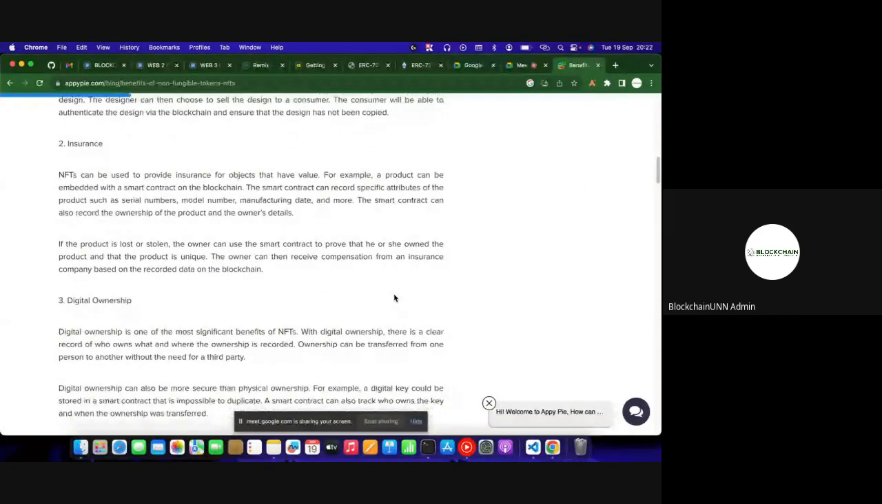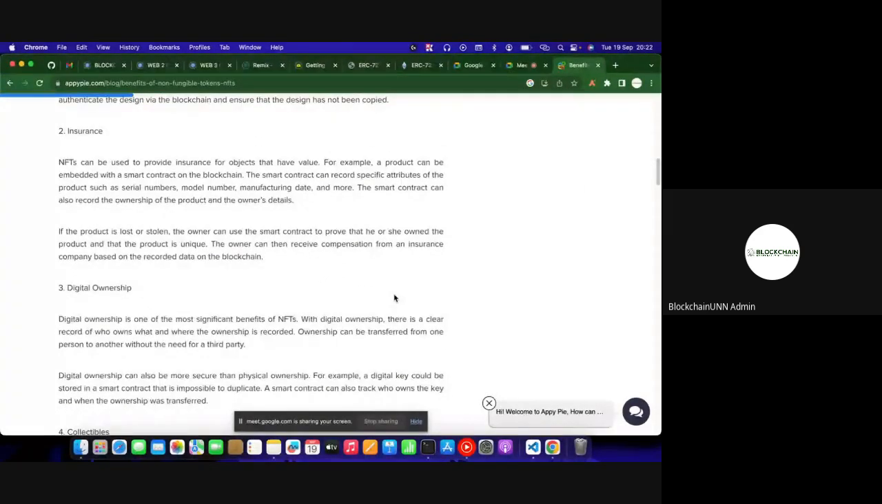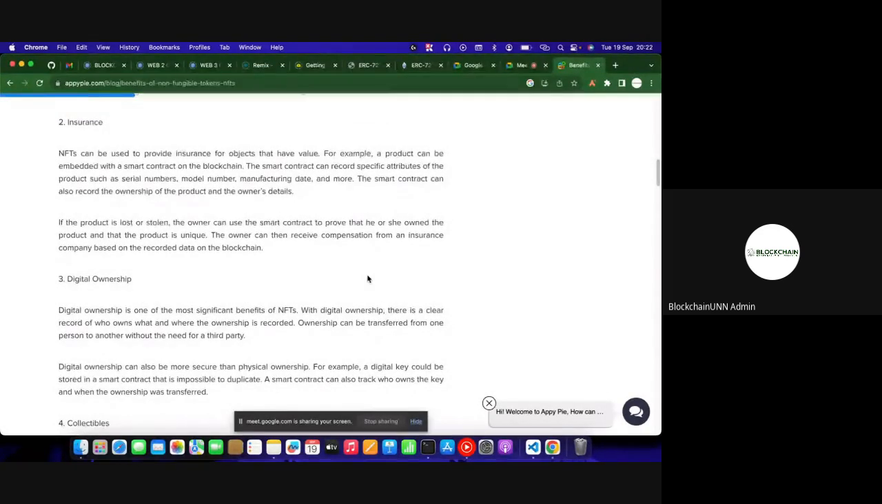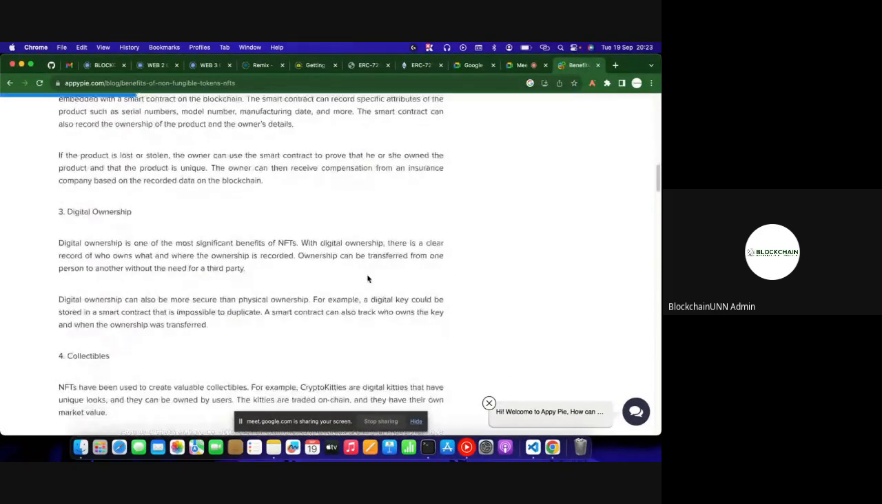So we can also use NFTs for insurance. We can use them to provide insurance for objects that have value. For example, a product can be embedded within a smart contract on the blockchain, and the smart contract can record specific attributes of the product, such as serial numbers, model numbers, manufacturing date, and so many more. So the smart contract can record the ownership of the product and the owner's details.